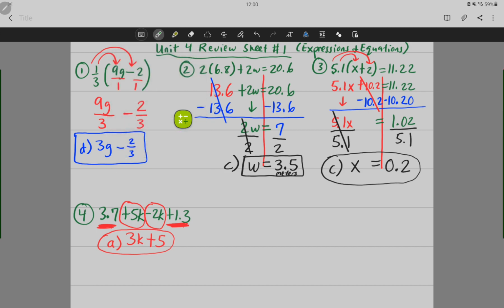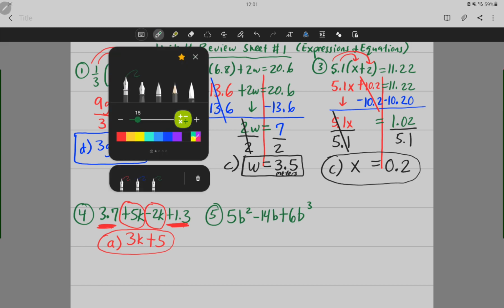Okay, number 5. 5 is asking, can the following terms be combined? Yes or no? And why? So it says 5b squared, or to the second power, minus 14b plus 6b cubed, which means to the third power. So can I combine these? Are these like terms? So be careful.